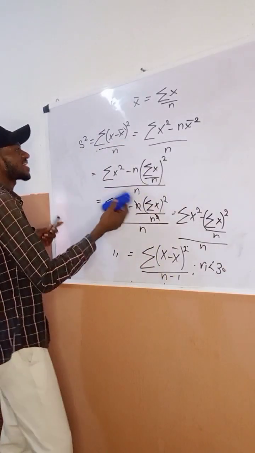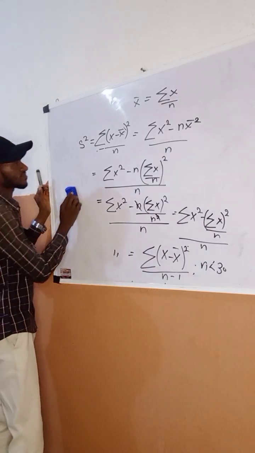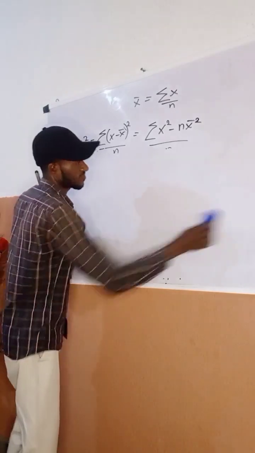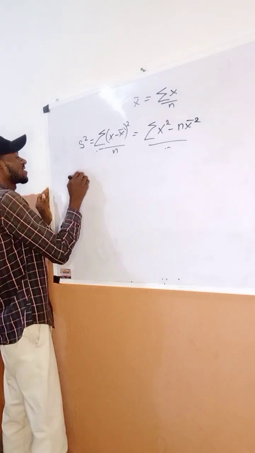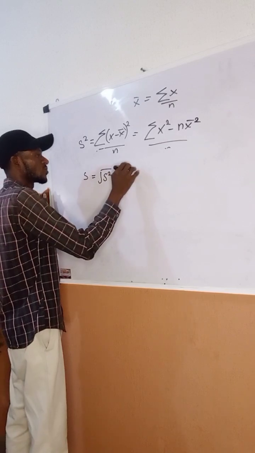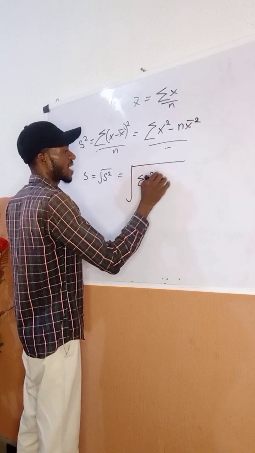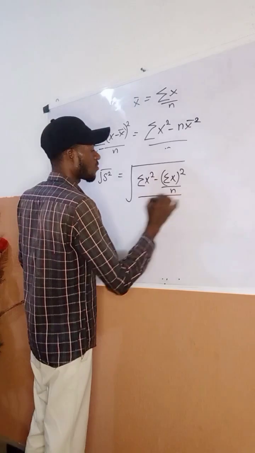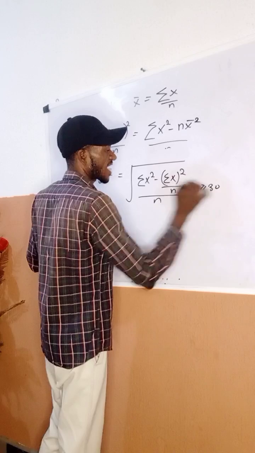Then we talk about standard deviation. Of course, standard deviation we know is the square root of variance. So if I say standard deviation S is the square root of S squared, which is the square root of summation x squared minus summation of x all squared, all over n, all over n. That is for the condition n greater than or equal to 30.